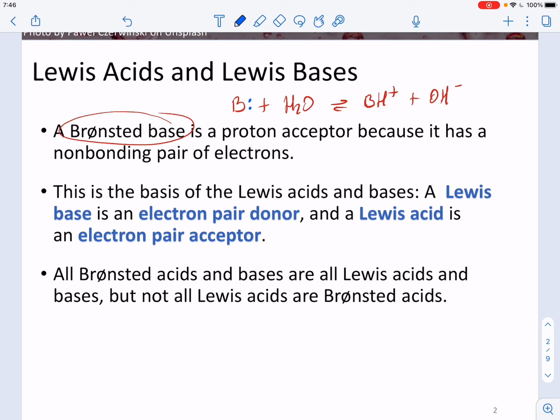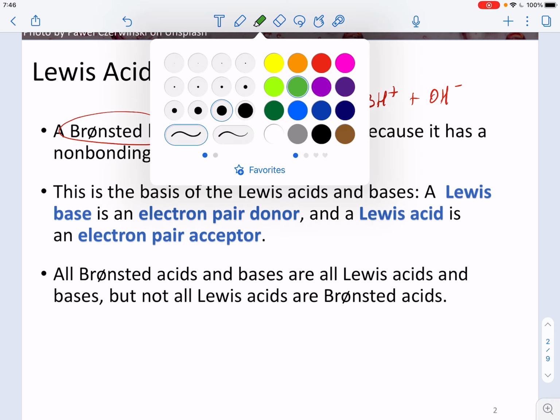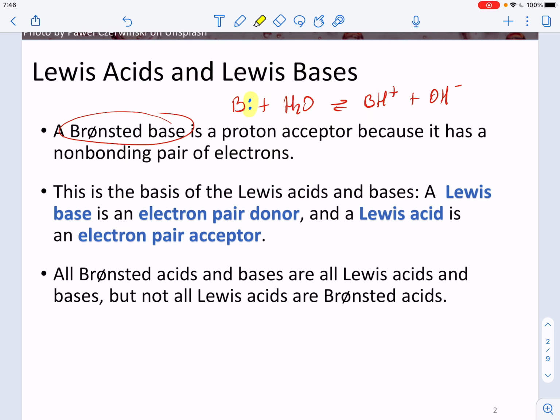Now that is the basis for the Lewis theory. Here we want to focus our attention on that lone pair, and that is the basis of the Lewis acid-base theory, because now instead of thinking of the acid-base reaction as the transfer of one proton, we are talking about the transfer, not quite the transfer, but the sharing of a lone pair of electrons.